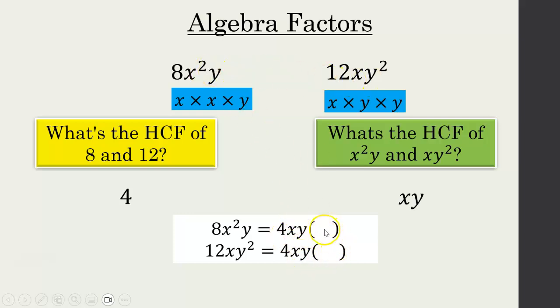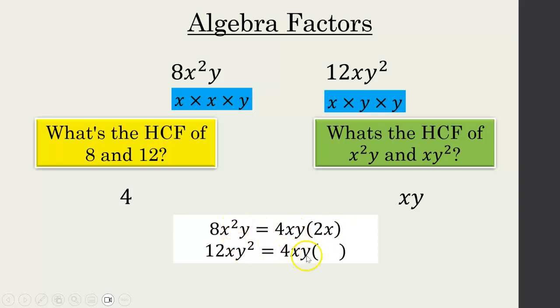Now, if I want to write them in the factorized state, which will become a lot more important later, if I had 8x squared y, well, that's the same thing as 4xy multiplied by what? So what am I missing? I'm saying 4xy by something is going to be 8x squared y. Well, it's 2x. And why is that? Well, 4 times 2, that's how I get 8. I have xy, but I need x squared y. So I need to get another x. So that's why I have an x in here, because that x by x is x squared.